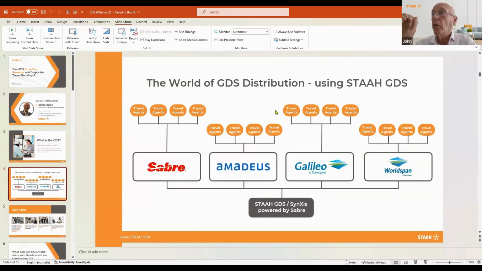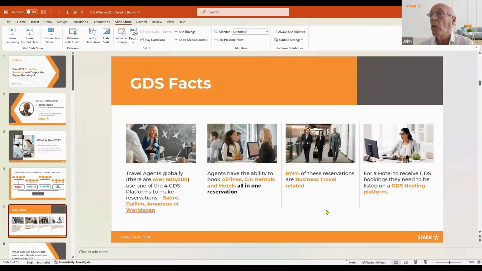The world of distribution, the way it looks is this. Down the bottom, you have a hosting service. We'll cover that in a little more detail in a moment. The hosting service, in this case, STAAH GDS Synexus, we push out rates and availability to all 4 GDS systems: Sabre, Amadeus, Galileo, WorldSpan, and each one of those have travel agents who have dedicated contracts to use those systems. So when you actually count them all up, there's about 600,000 travel agents around the world.